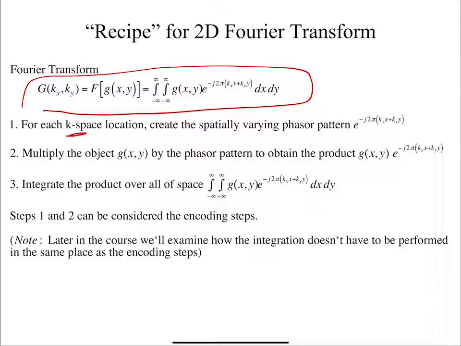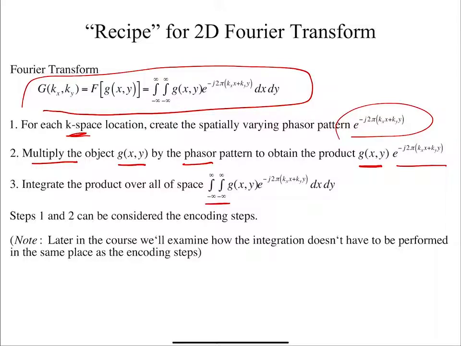For each k-space location, we use the gradients to create some spatially varying phasor pattern. So we've seen examples of that already. So we know we can use gradients to create this phasor pattern. We then multiply the object g(x,y) by the phasor pattern to obtain the product g(x,y) times that phasor pattern. But when we actually do it, there's actually no multiplication. It's just the fact that if there's more or less spin there, that's the multiplication. If I have an area in space that has 0 spins, then g(x,y) is equal to 0 there, and so there's no spins to look at. If I have a lot of spins there, then there's more spins that can contribute, and they all have that phase associated with them.